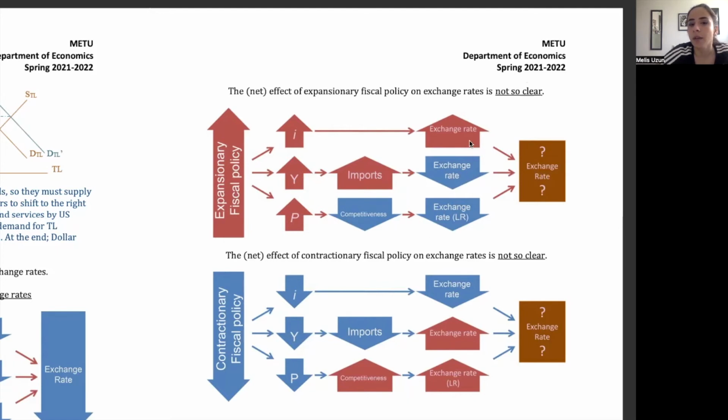But now, because of the interest rate, the exchange rate increases, and because of the income and price level, the exchange rate decreases. That's why we don't know the net effect of this policy on the exchange rate. It is not clear. It can increase or decrease. We don't know the net effect.